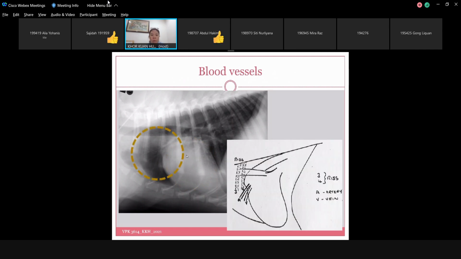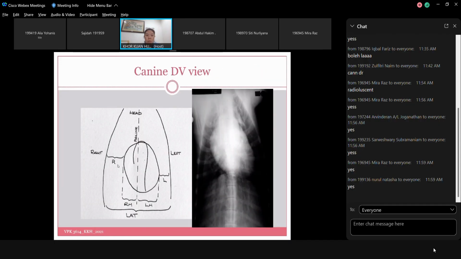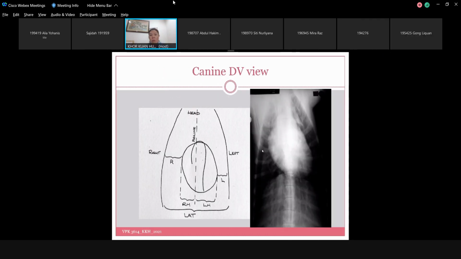Okay, blood vessels, always remember artery, vein. Artery, vein. If it is a DV view, right side heart, left side heart. Normally you have some good space. Right side, left side, from the right side of the heart to the ribs. This is just very simple.